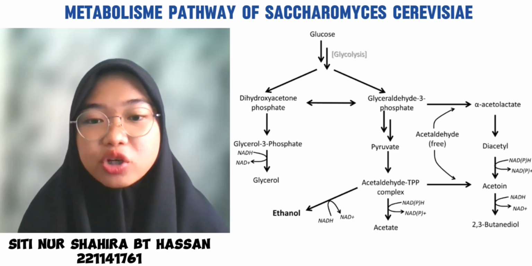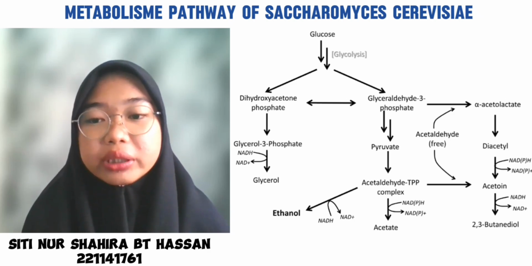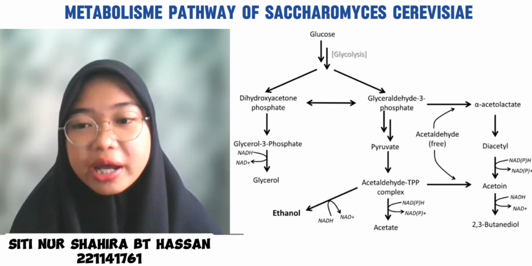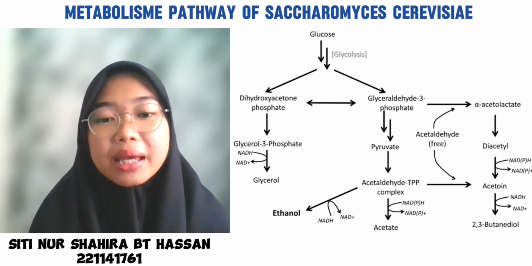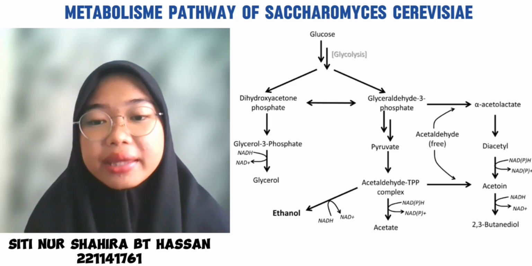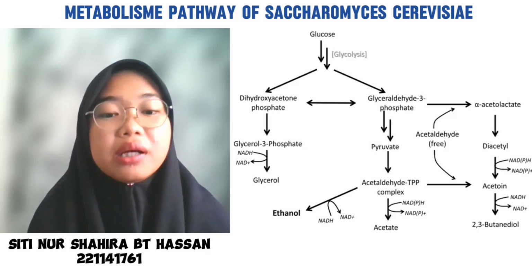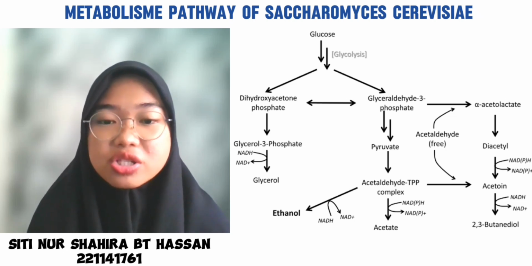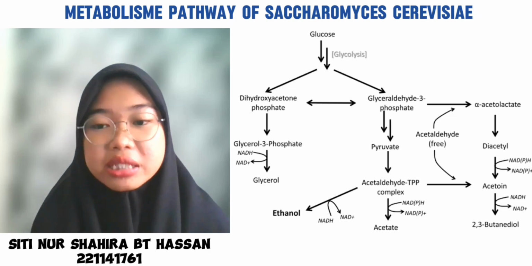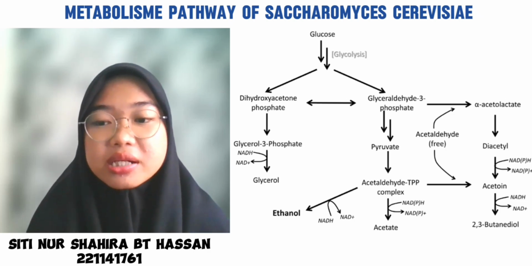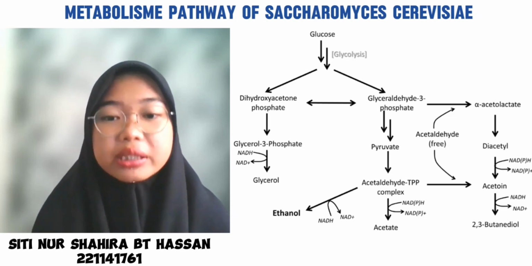During aerobic condition, pyruvate is transported into mitochondria and converted into acetyl-CoA. Acetyl-CoA then enters the TCA cycle, also known as the Krebs cycle, where it is further oxidized to produce NADH, FADH2, and GTP. This cycle is central to cellular respiration and energy production.